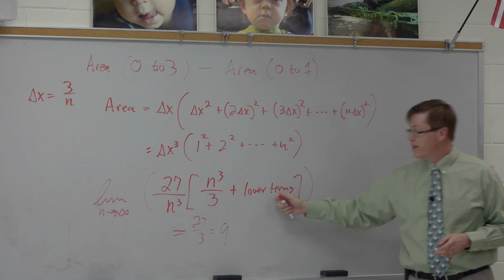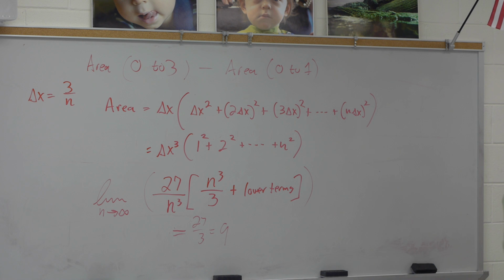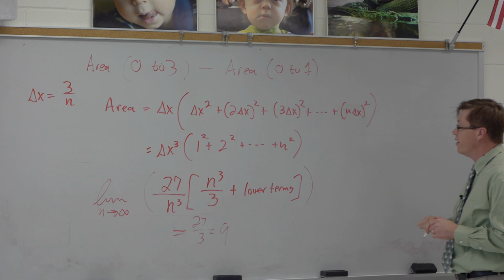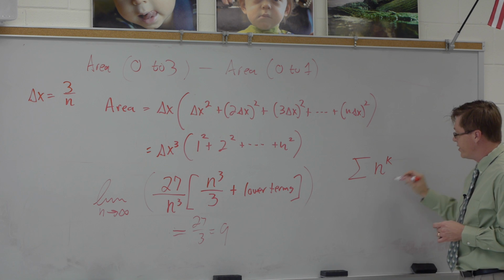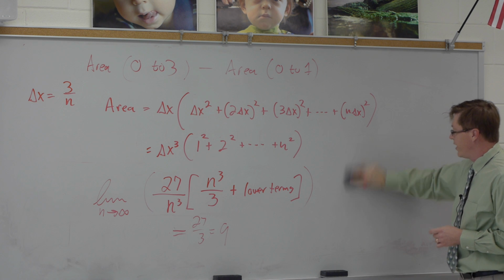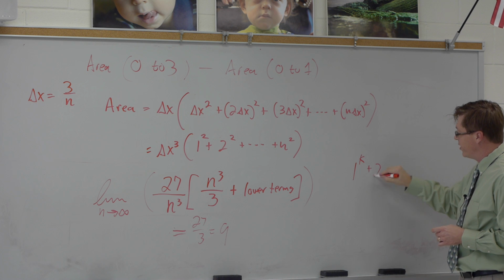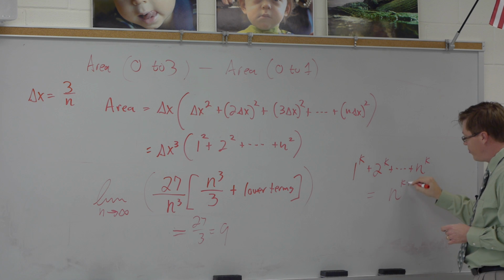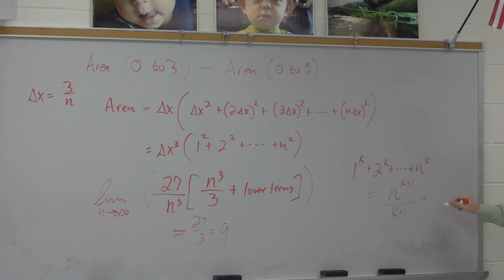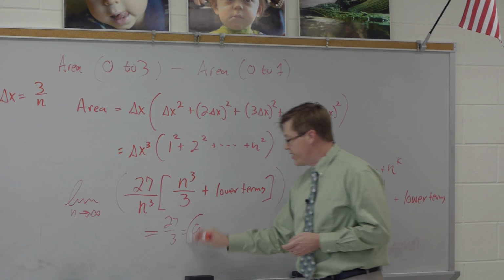From last class, the sum of the squares is approximately n cubed over 3. Because the formula we had last class was 1 to the k plus 2 to the k all the way up to n to the k is n to the k plus 1 over k plus 1 plus lower order terms. Okay, so the area from 0 to 3 is 9.